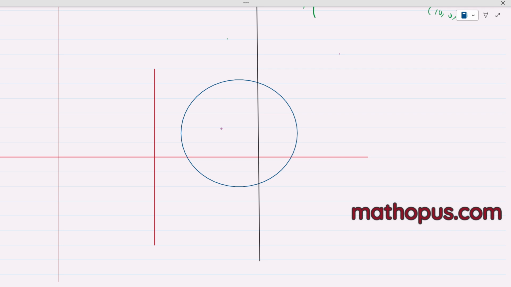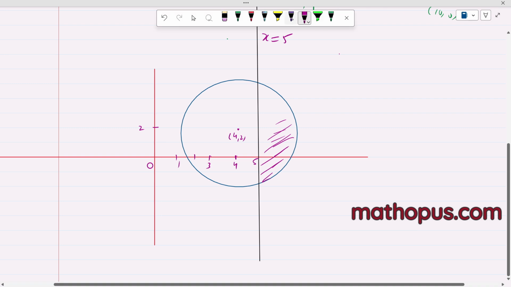Okay, now we have a circle with center 4, 2. This is 4, 5, 4, 3, 2, 1, 0. Okay, the center is 4, 2, and this is our line x equals 5. Right of this line and inside the circle, this is our required locus. This is the required region which is supposed to be shaded. Let's shade it with a highlighter.